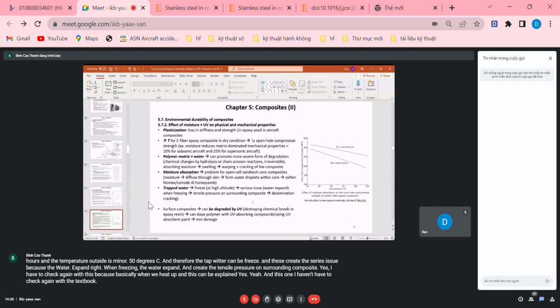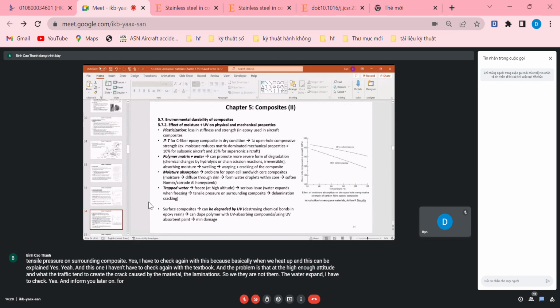And the problem is that at high enough altitude, water trapped tends to create cracks caused by material delamination. So whether or not the water expands, I have to check, and inform you later on.